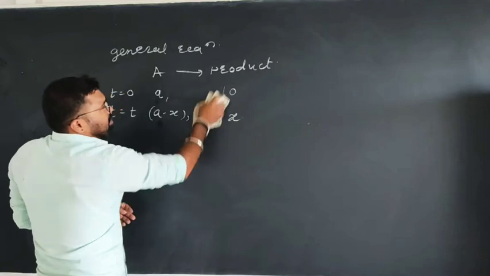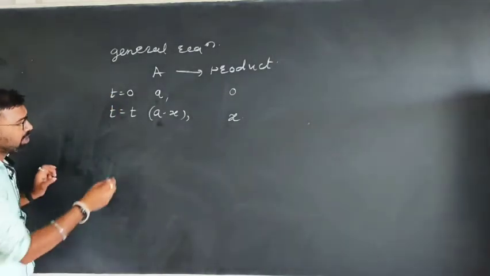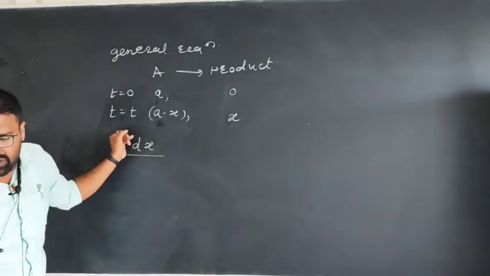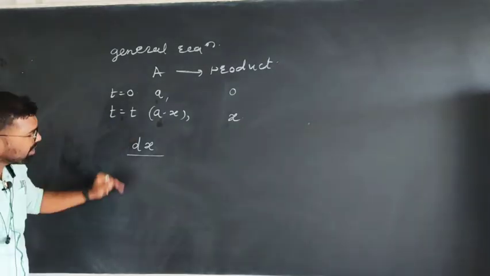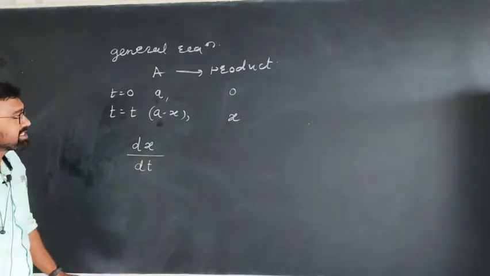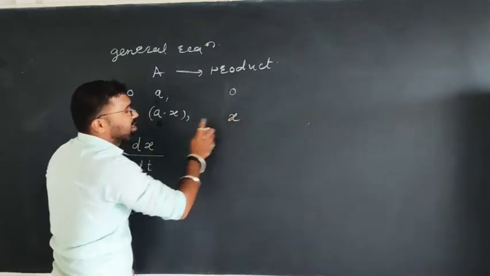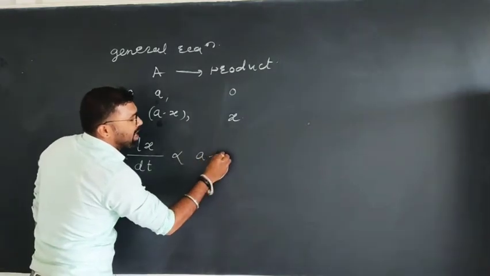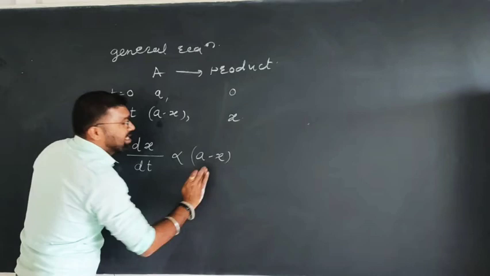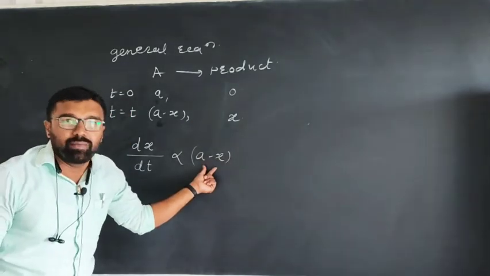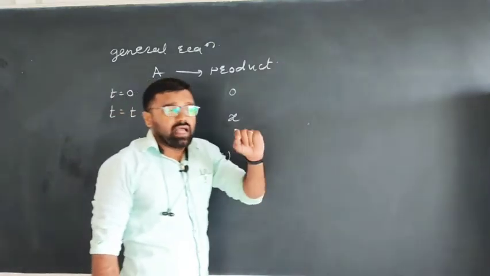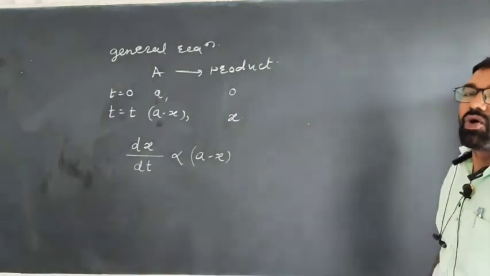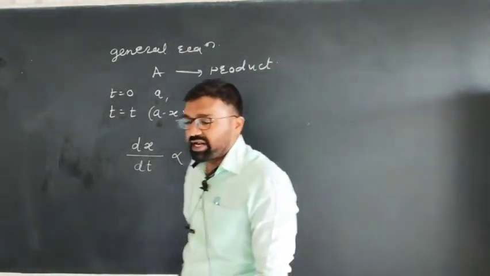Where A is the initial concentration of reactant. Suppose you want to write the general equation for the change in concentration, or you can say the rate of the particular reaction, dx upon dt. I am writing the rate in terms of product, therefore no negative sign. dx upon dt is directly proportional to A minus x. What is A minus x? It is the remaining concentration of reactant. We know that for any chemical reaction, rate is directly proportional to concentration. Concentration high, rate is high. Concentration low, rate is low.